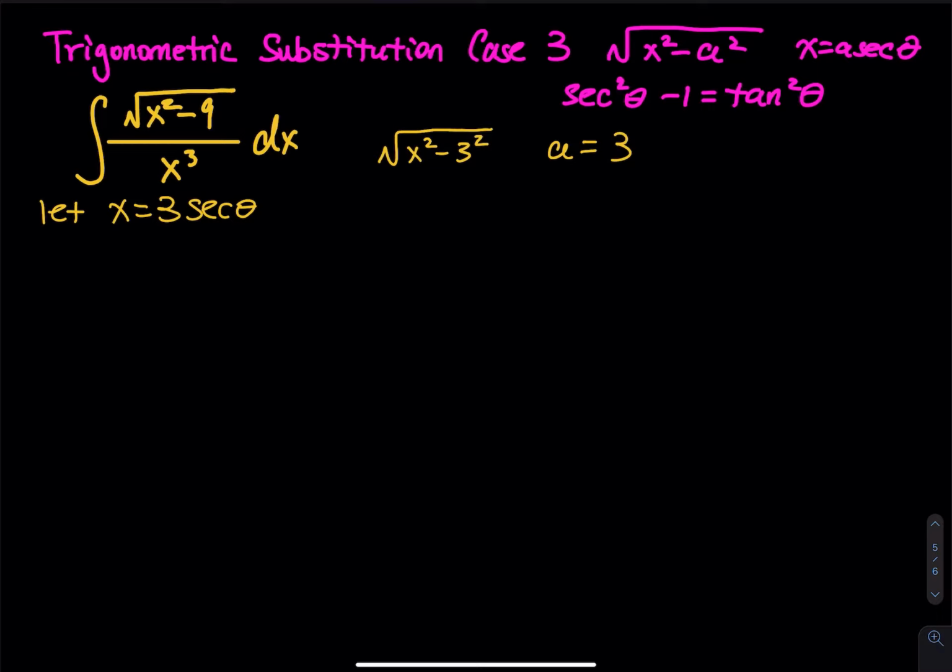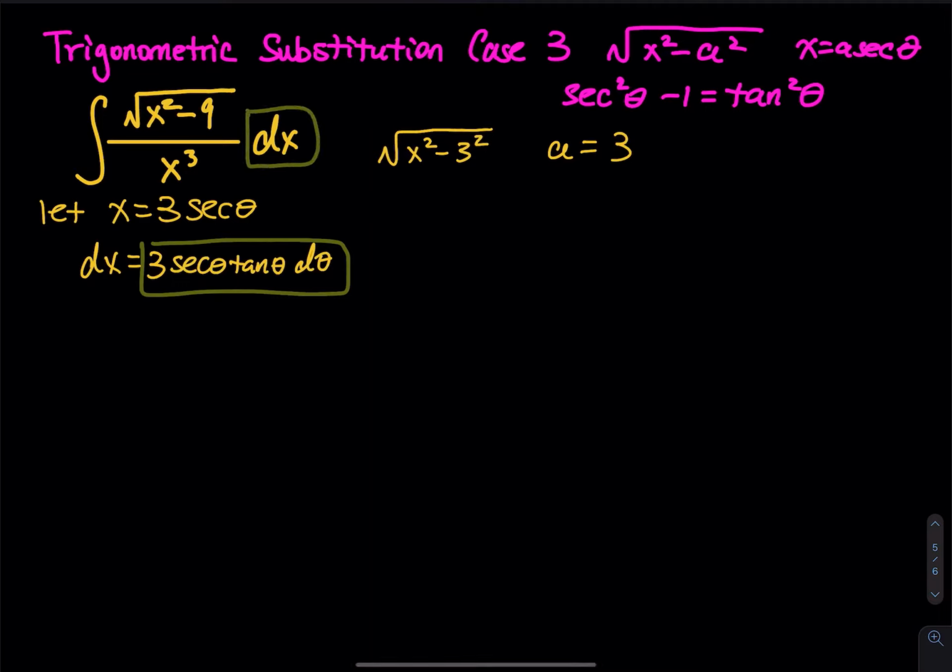And then we are going to replace the dx with d theta, so we have to differentiate both sides. So dx is equal to 3 times the derivative of secant, which is secant times tangent, and then d theta. So this goes to that dx. Okay, now the x to the third: we raise 3 times secant theta to the third power, so x to the third is equal to 27 secant to the third power theta.